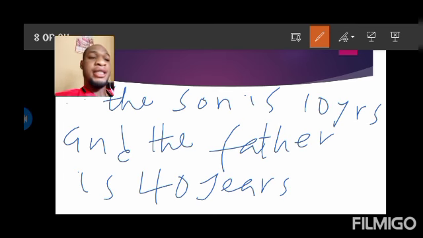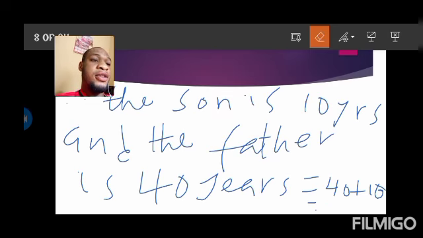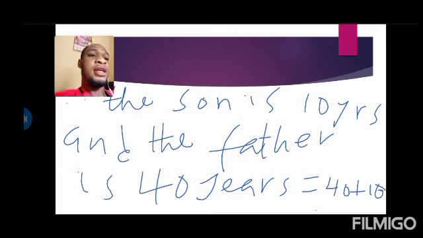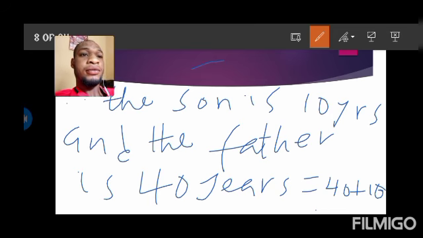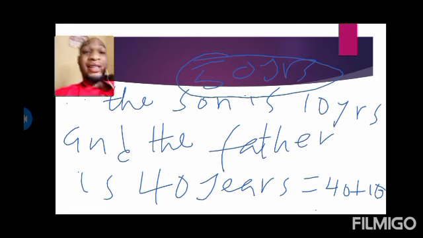If you add the ages together, you see that 40 plus 10 is 50. 40 plus 10 will always give you 50. So when you add them together, what do you see? You get 50 years. So that is the ages. I believe that is very simple. The father's age plus the son's age, the sum is 50 years.